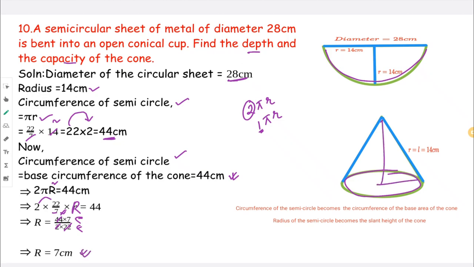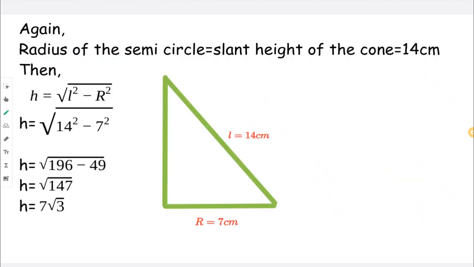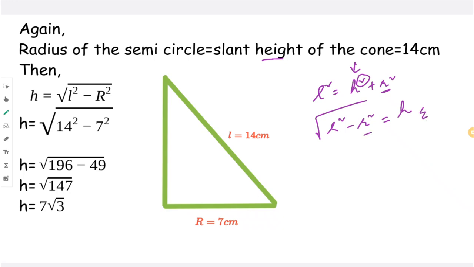Now let us try to find the height of the cone. Same thing: the radius of the semicircle equals the slant height of the cone. Now the slant height formula was L square equals h square plus r square. But remember, I'm trying to find the height, so this r square will go to the other side and become L square minus r square, and then this square, if we take it to the other side, becomes root of. Of course here the radius I'm going to take as capital R. Now slant height is 14 and radius is 7. Then 14 square is 196, 7 square is 49. When you subtract these two, we get 147.